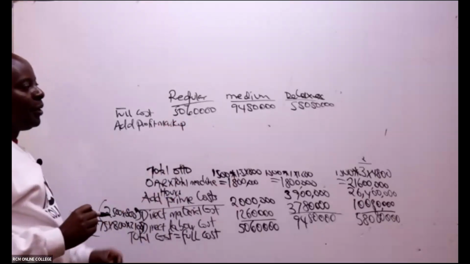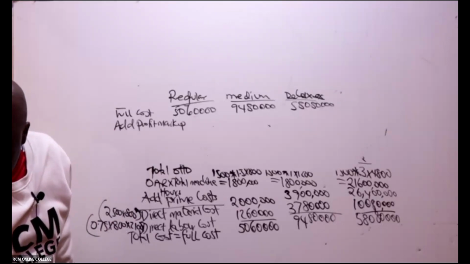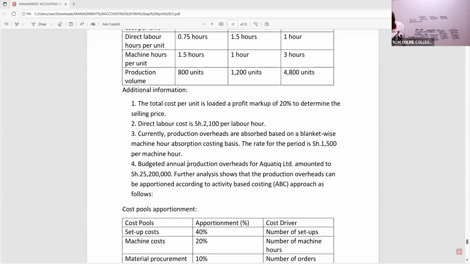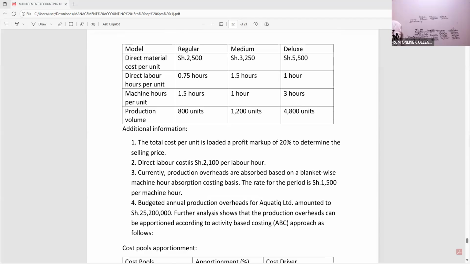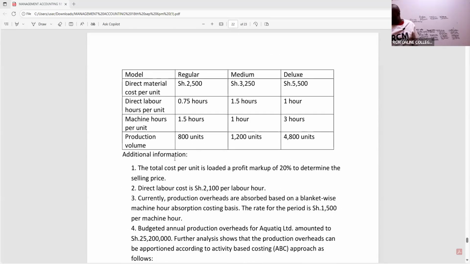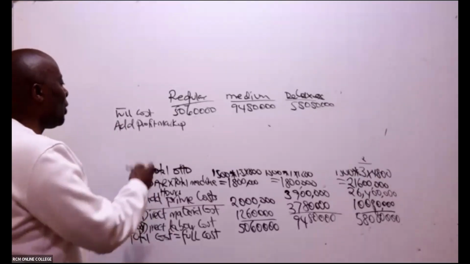Add profit markup. So profit markup, what do we have here for profit markup? Have they given us a percentage for profit markup? They'll give you a percentage somewhere. I believe they've given us a percentage for profit markup. Anybody who is able to see that the total cost per unit is loaded up with a profit markup of 20% to determine the selling price. Yeah. So in this case here, profit markup is 20%.